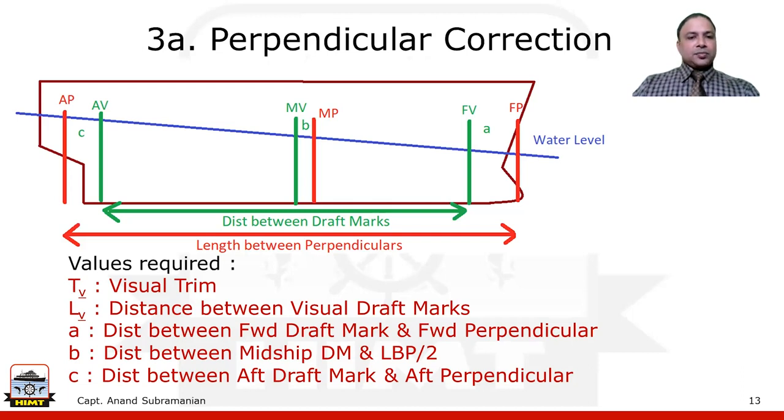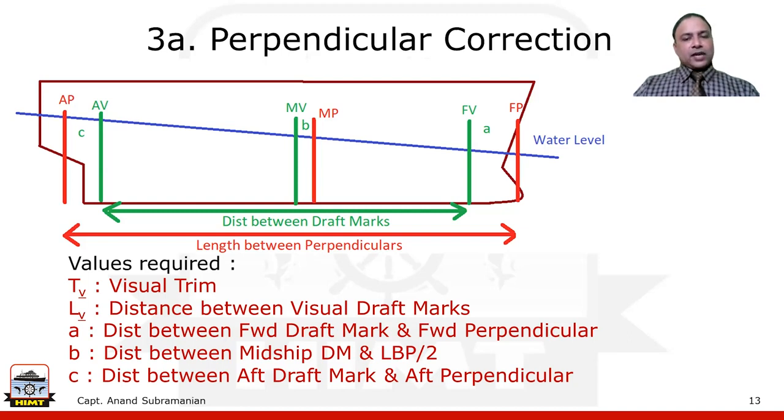Very similar, the midship mark, we call it the midship perpendicular, and the midship visual. There would be a small distance between them, and that is called B. And the aft draft marks, the green one, and the red one is the aft perpendicular, and the distance between that is C.